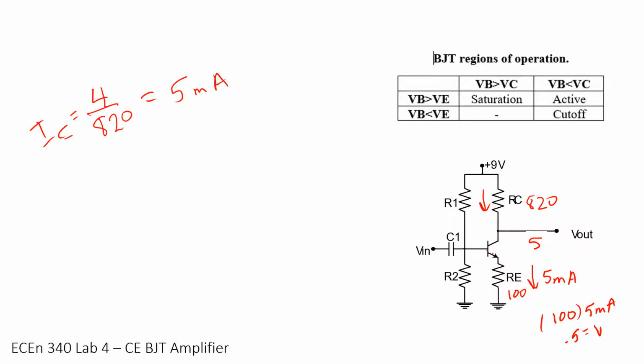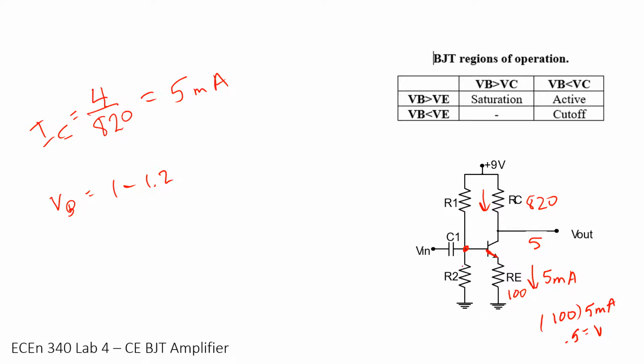Now we'll have some voltage drop here. We can say 0.5, 0.6, somewhere in there. And that's going to tell us this VB that we want. So we want our VB to be about 1 volt, somewhere between 1 volt and 1.2 volts. So that gives us a good feel.